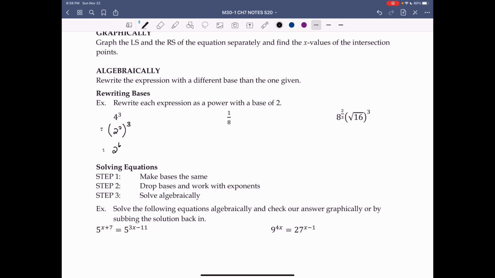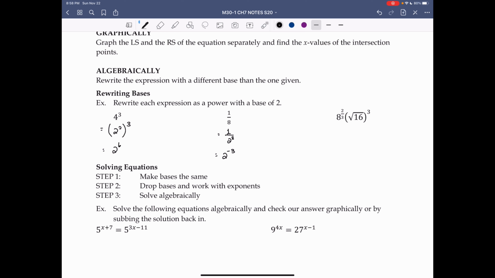1 over 8. 8 is 2 to the power of 3, so we can write this as 1 over 2 to the power of 3. And then we want this in terms of base 2, so we can get rid of the fraction by moving the 2 to the power of 3 on top, which then makes the exponent a negative, so 2 to the power of negative 3.